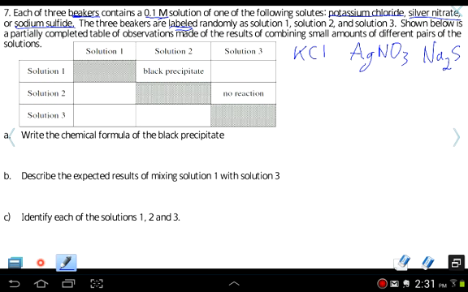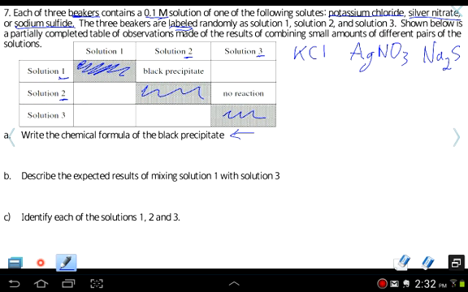Shown below is a partially completed table of observations. So take a look at this table. What we've got is between solution 1 and 1, obviously it's the same solution, nothing will happen. But in the other 3 cases, we've got a black precipitate. When you put 1 and 2 together, we have no reaction when you put 2 and 3 together. And we're asking to give essentially the identity of these different solutions. So it says write the chemical formula of the black precipitate.